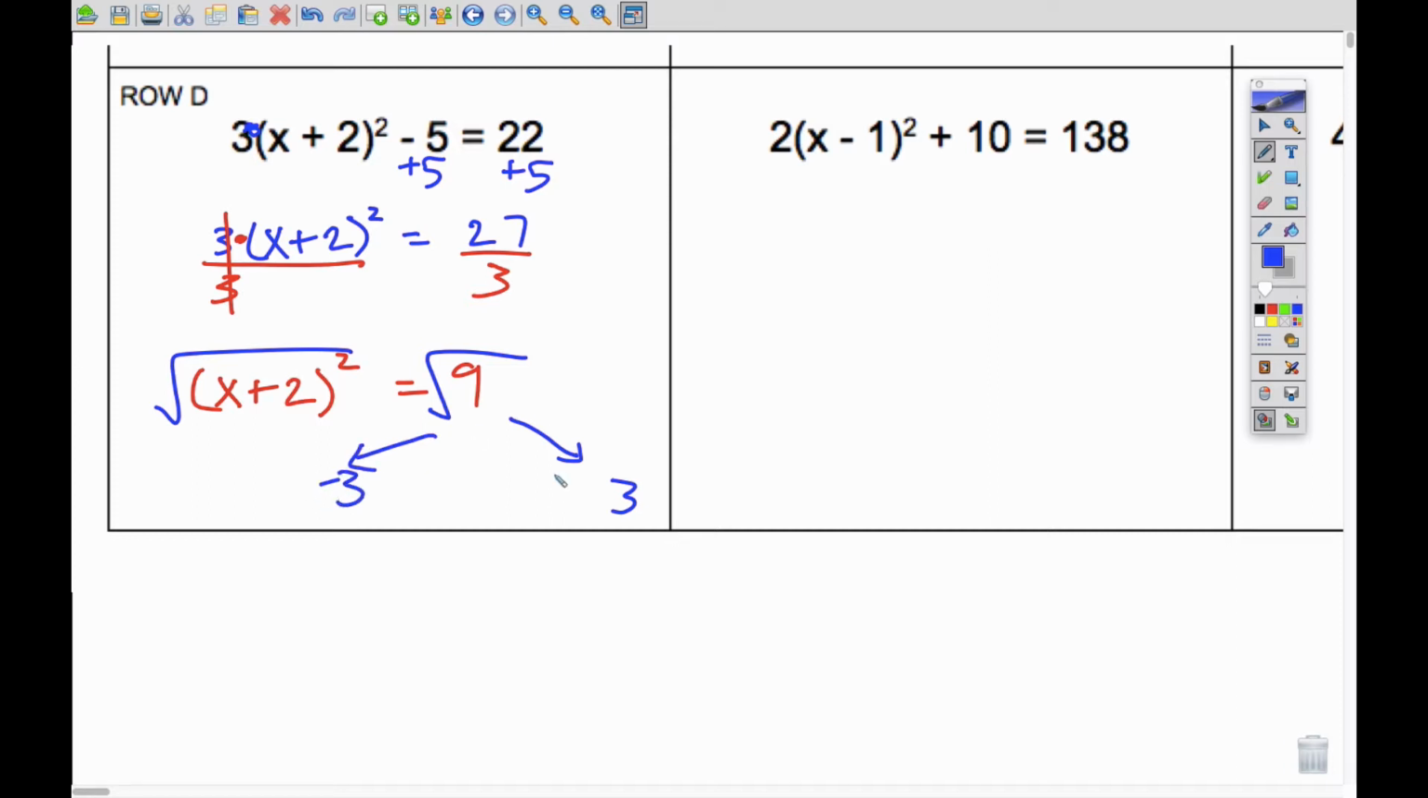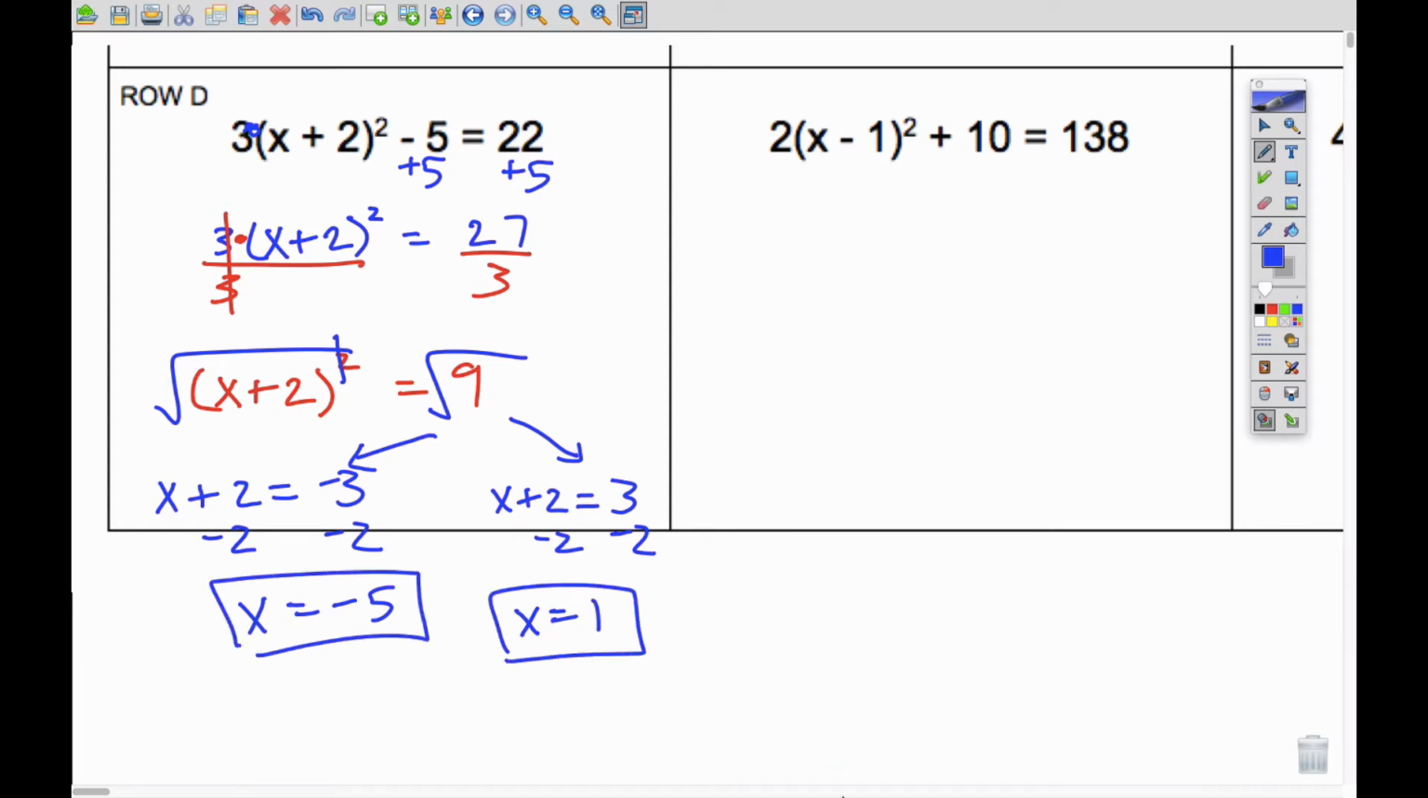So at this point, I'm splitting it into those two equations. And then over here, the square root and the square cancel. So I'm left with x plus 2 is equal to negative 3, and x plus 2 is equal to positive 3. Then I solve each of those. Minus 2 on both sides, I get x is equal to negative 5. Minus 2 on both sides of this one, and I get x is equal to 1.